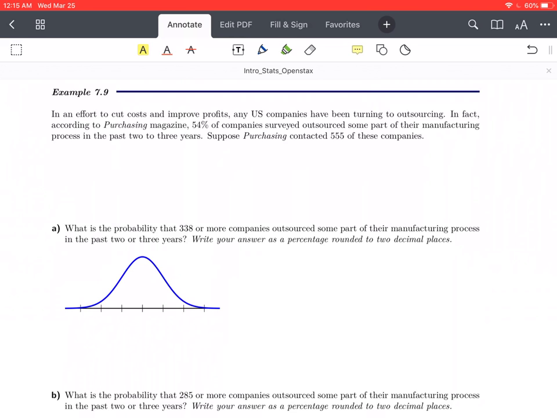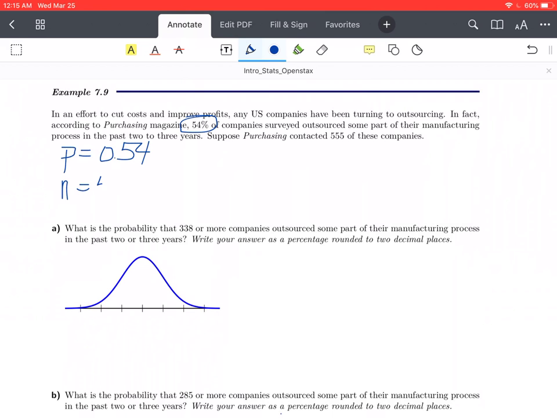So the first question would be, are we dealing with a mean or a proportion? And the big giveaway here would be this percentage, right? That is a proportion of the whole. So that's going to be our p-value. P is 0.54 with a sample size of 555. So we're going to be working with the sample proportions here.